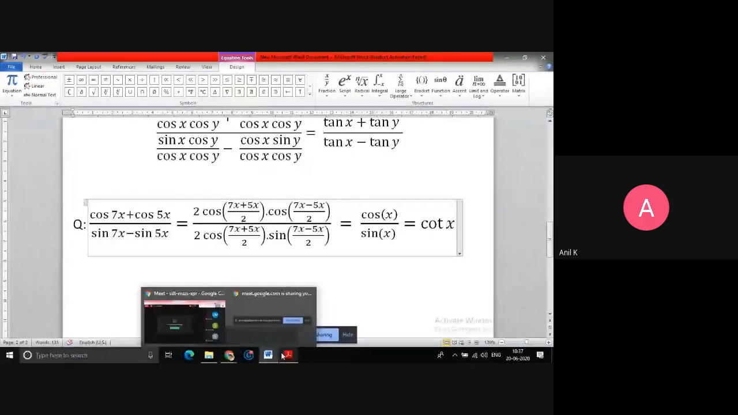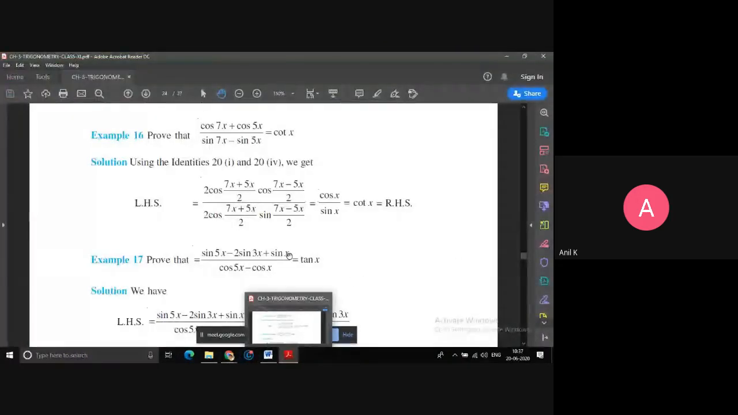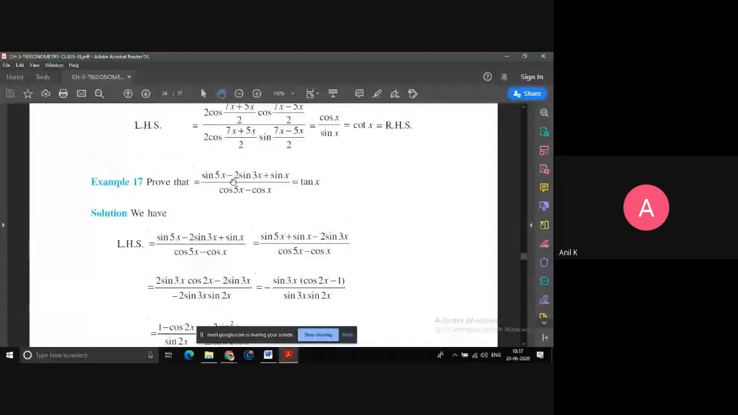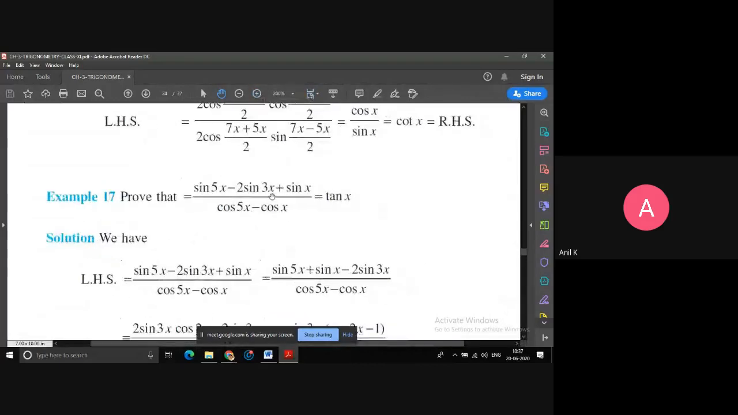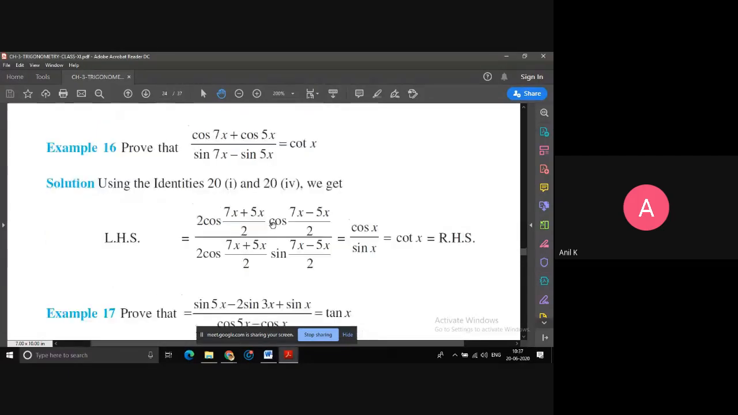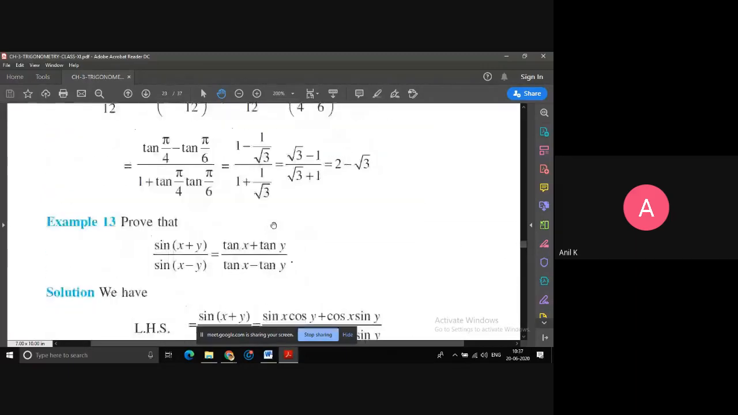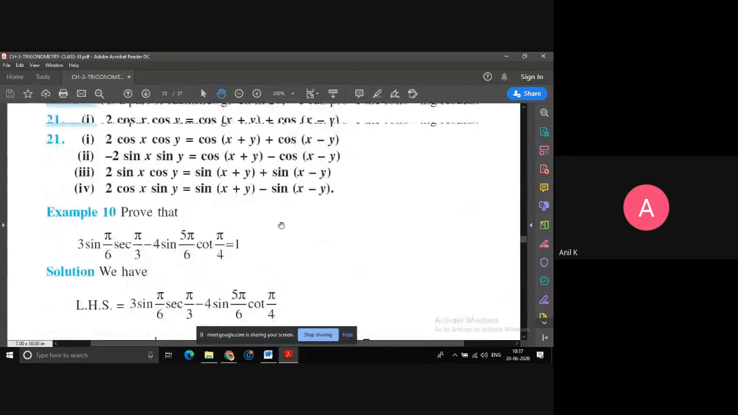Now if I go to the example question, see the second example. You have sin 5x, let me zoom it, sin 5x minus 2 sin 3x plus sin x. Now here between the first two terms, I cannot apply the identity, sin 5x minus 2 sin 3x, because if you observe the identities, there are no constants on the left hand side.